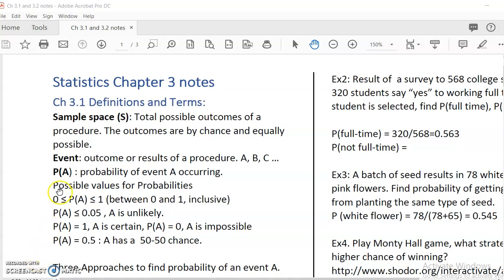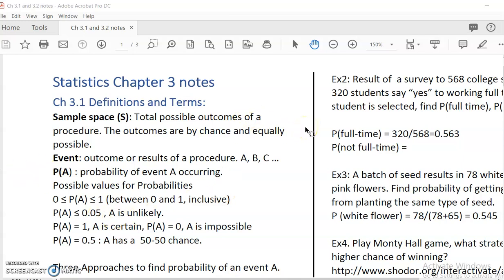Hello, statistics student. This video is for chapter 3.1. We're starting a probability chapter. So 3.1 is terms and definitions, and also introduces some outcomes that are not simple, so compound outcomes.